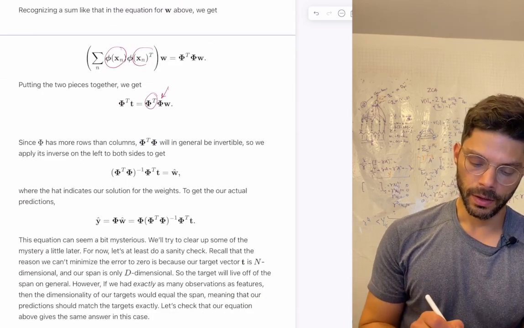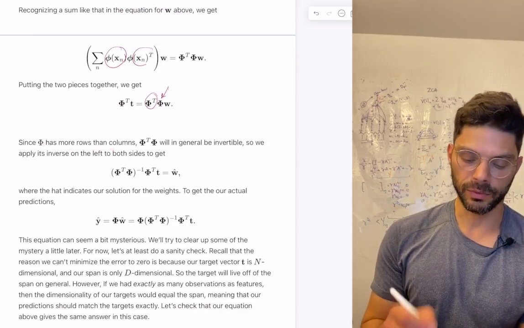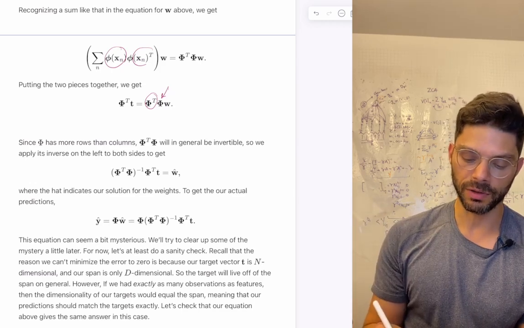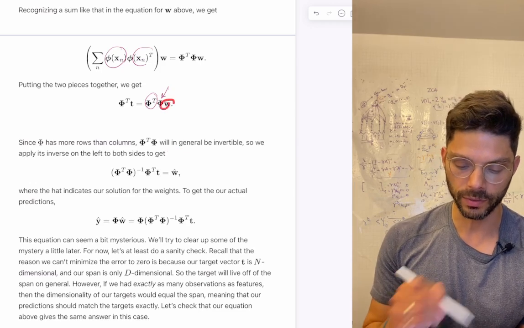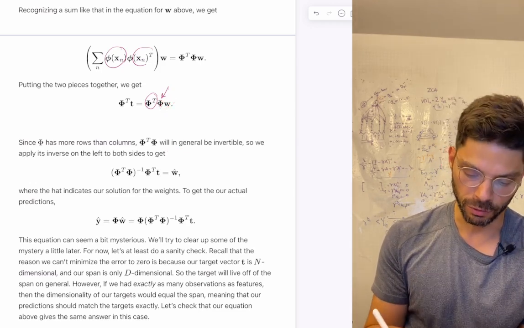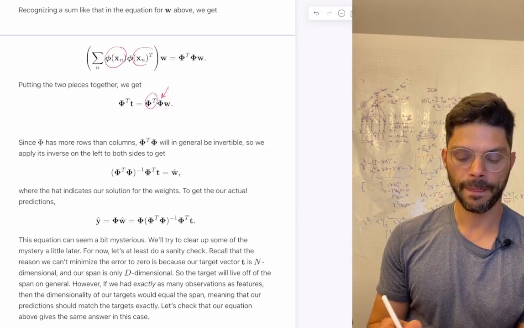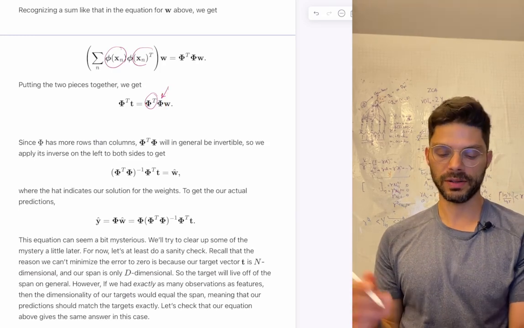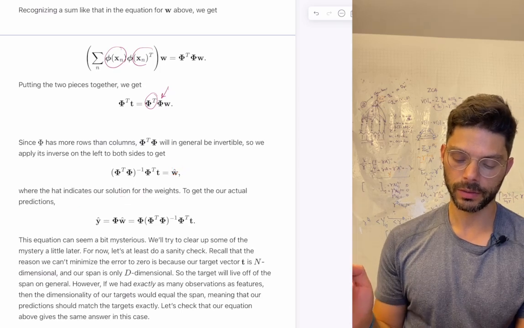Okay. Now phi, in our situation, will have more rows than columns, so now we want to solve this thing, right? So phi transpose phi will in general be invertible. And why is that useful? Because now we want to get w by itself, right? So what we can do is multiply on the left by phi transpose phi to the minus 1, and we've got our estimate, w hat, where the hat indicates our solution for the weights.